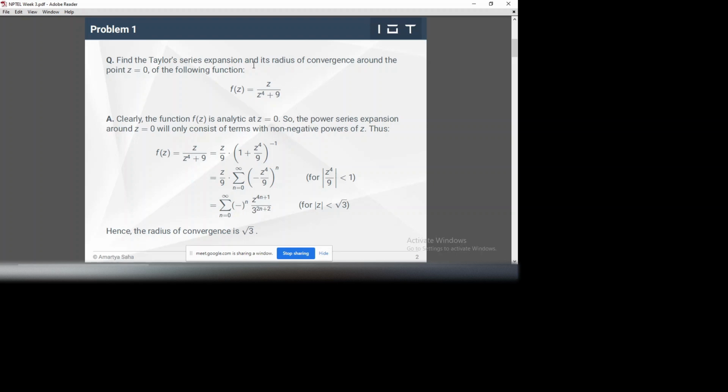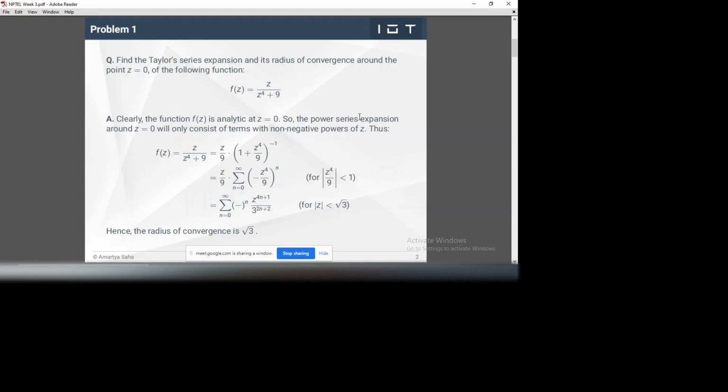But we are asked to find the series expansion around the point z equal to 0, and we see easily that at z equal to 0 the function is analytic. At z equal to 0, the denominator doesn't vanish. So z equal to 0 is in the region of analyticity of this function. Okay, so we can just simply use the Taylor series formula.